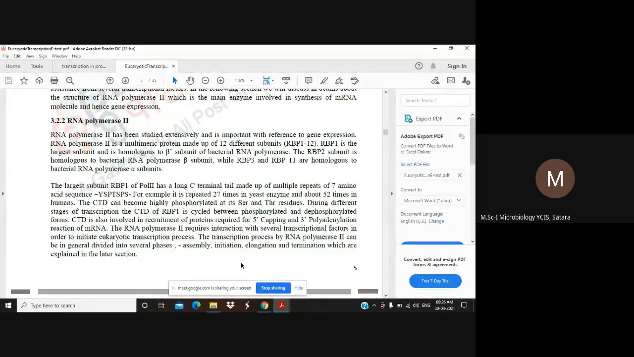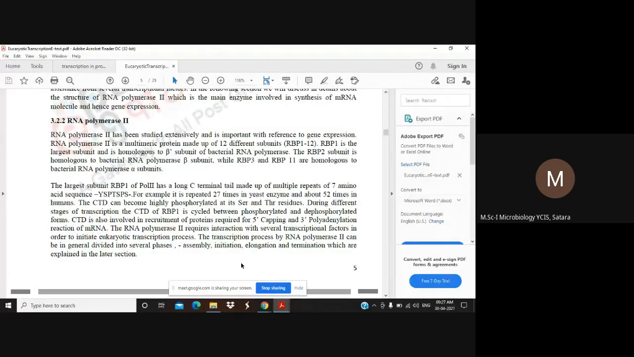What is meant by CTD? Carboxyl terminal domain. Yes, it is the carboxyl terminal domain, and this carboxyl terminal domain is significant in case of this RNA polymerase 2. And this CTD domain is phosphorylated.